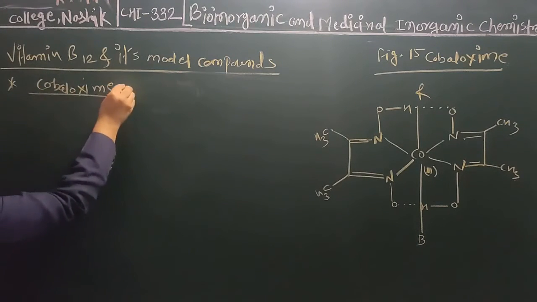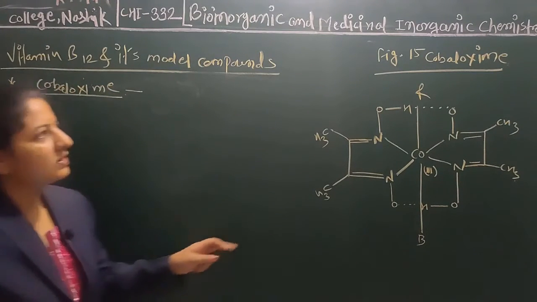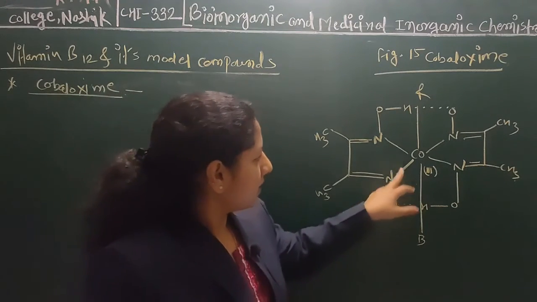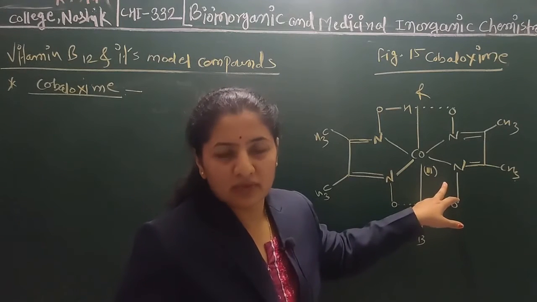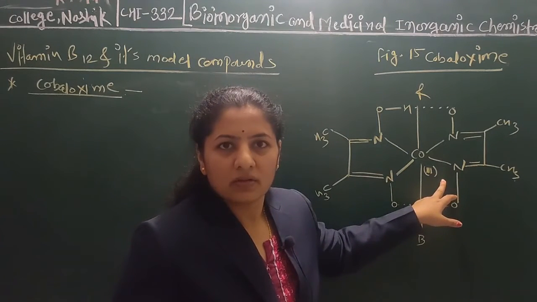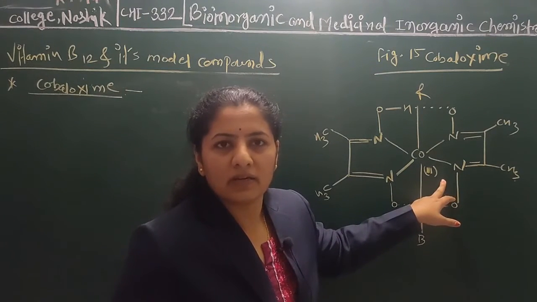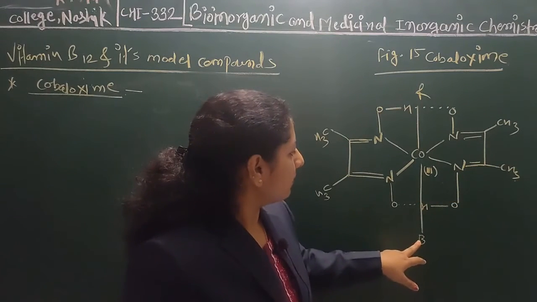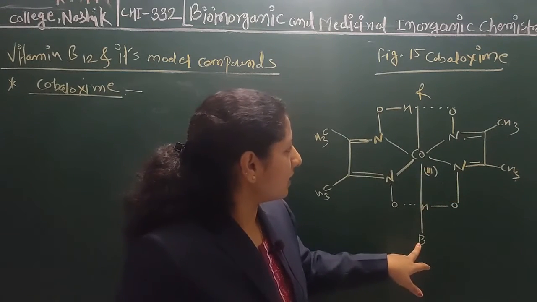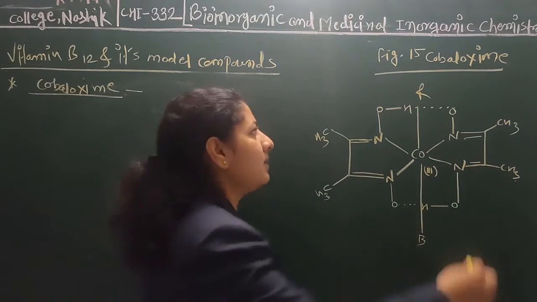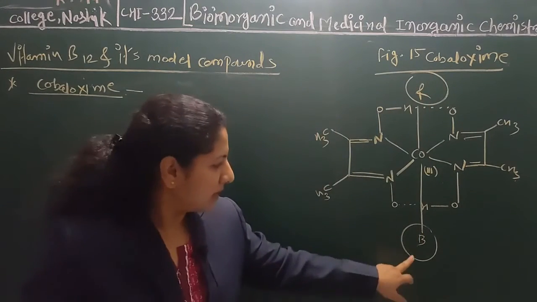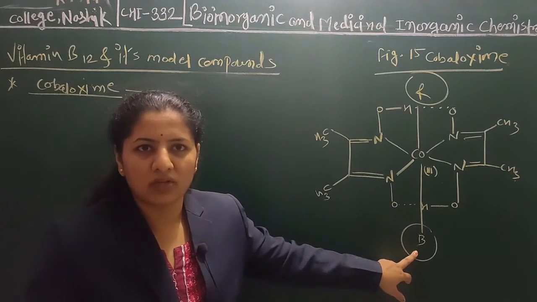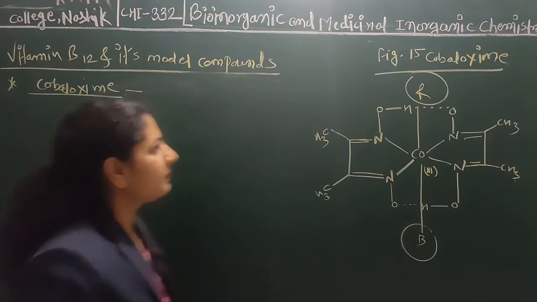Cobaloxime is a model compound of vitamin B12. As we see in the figure, cobalt is at the center, and four nitrogens, as in vitamin B12, are also present. The fifth and sixth positions are occupied by two groups: R, which is an alkyl group, and B, a separate notation from R. Let's see.